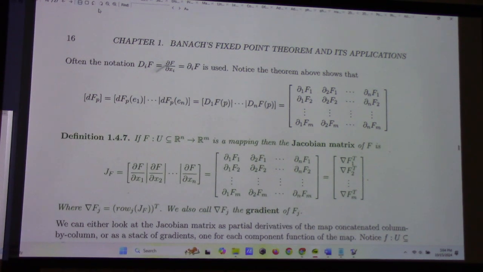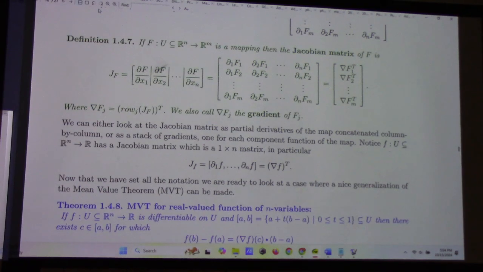Now, for a function that's real valued, the Jacobian matrix is just a gradient vector. All right? It's just a 1 by n matrix like this, and we talk about that in Calculus 3, right? We do talk about the Jacobian matrix a little bit for the change of variables theorem. But it's just because it's a necessary thing for us to change variables.